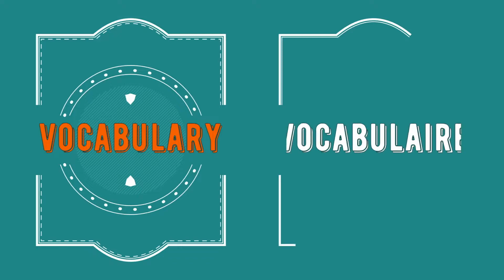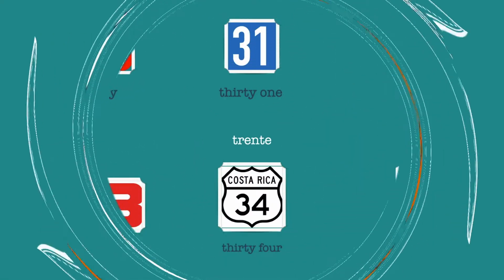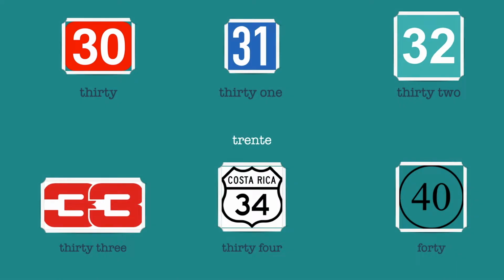Alright, let's start with the 11 first numbers for today's video. Number 30 is the first one, and in French, we pronounce it trente. The next one is 31. You can see that in French we add the word "et", followed by the number 1, therefore as a result, we pronounce it trente et un.